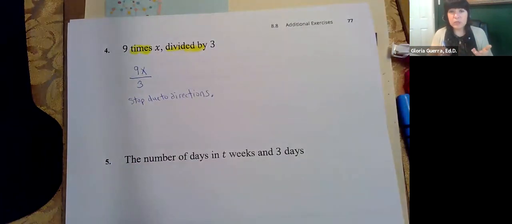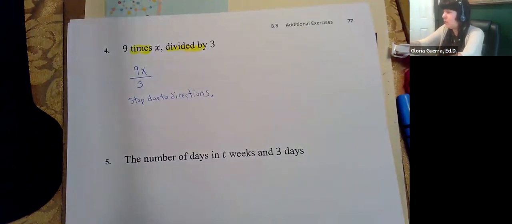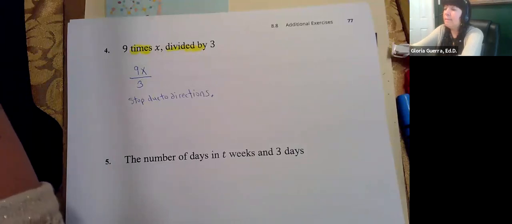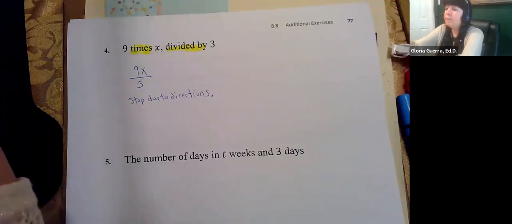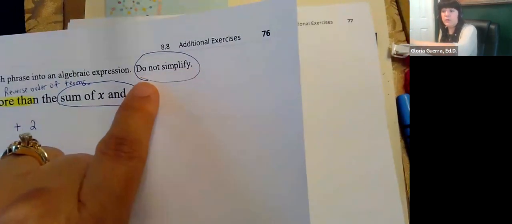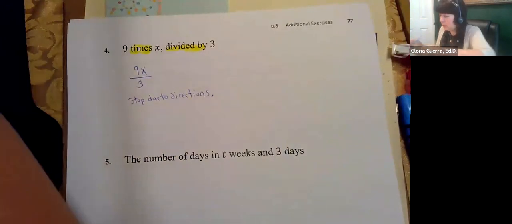You might be tempted to want to simplify because 9 divided by 3 is 3. 3 goes into 9 3 times, and then make it 3x. But the reason I would stop here is because remember the directions. If you go back to page 76, the directions did say do not simplify. So that would be the only reason for stopping there.